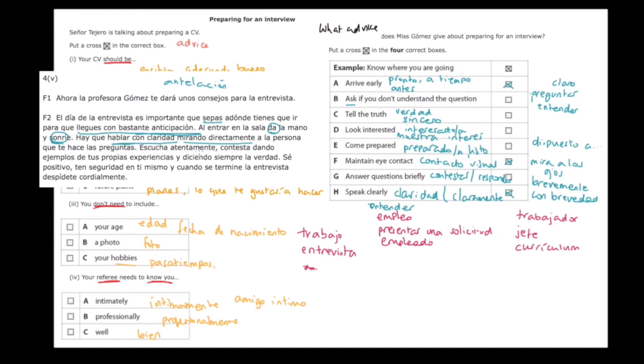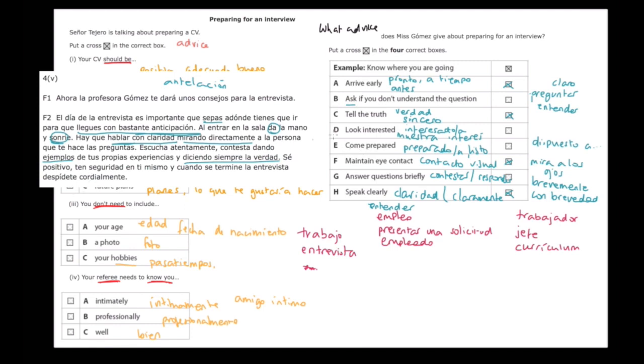Escucha atentamente, listen carefully. There's nothing here about listening. Y contesta dando ejemplos de tus propias experiencias y diciendo siempre la verdad. Okay? So tell the truth is our next answer. Okay? Sé positivo, be positive. Ten seguridad en ti mismo, be secure, be confident. Y cuando se termine la entrevista, despídete cordialmente.